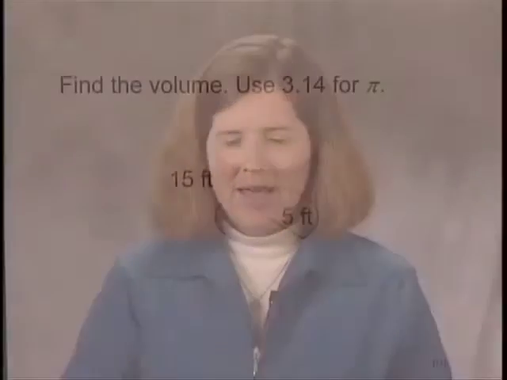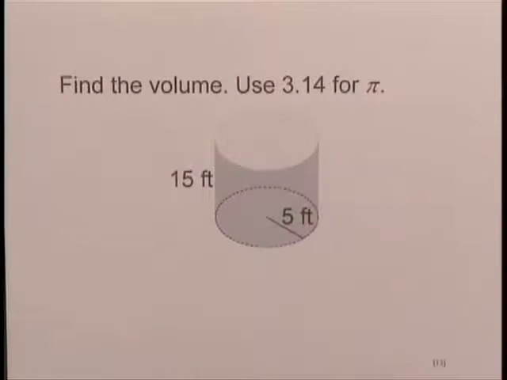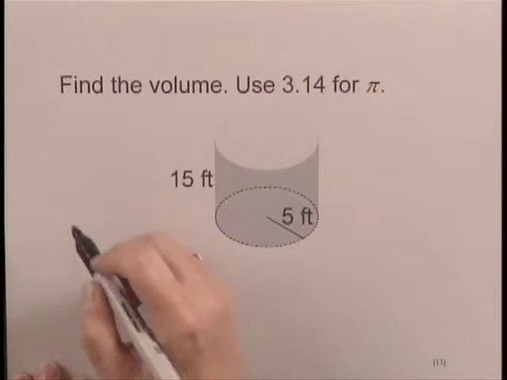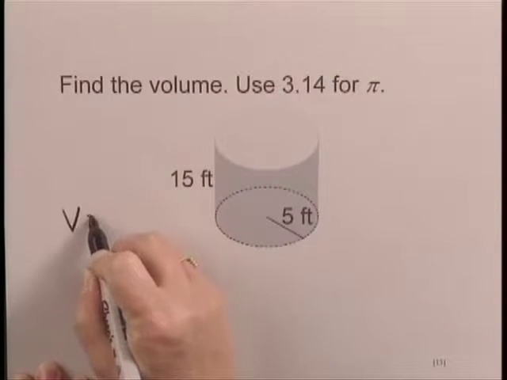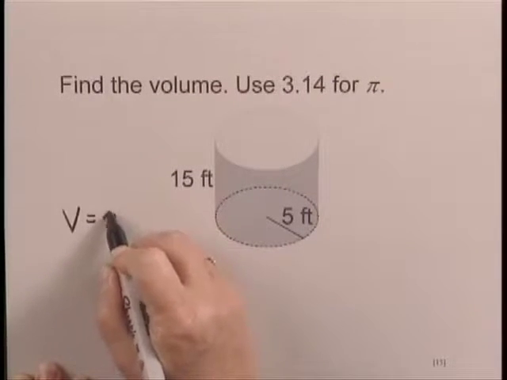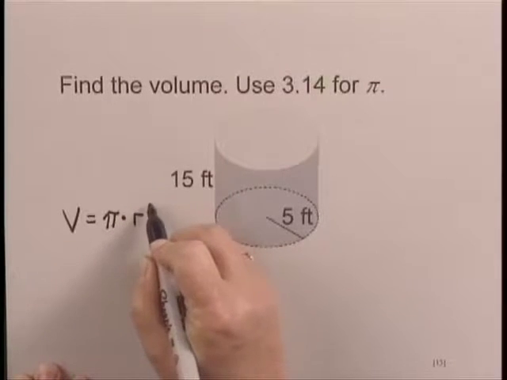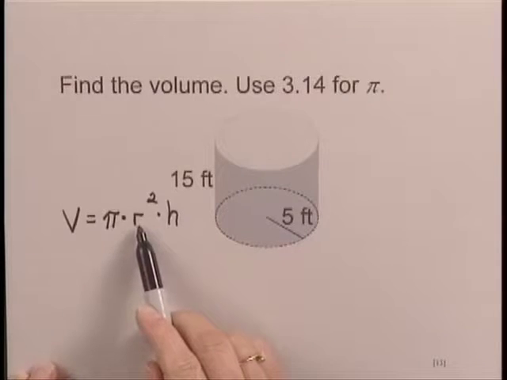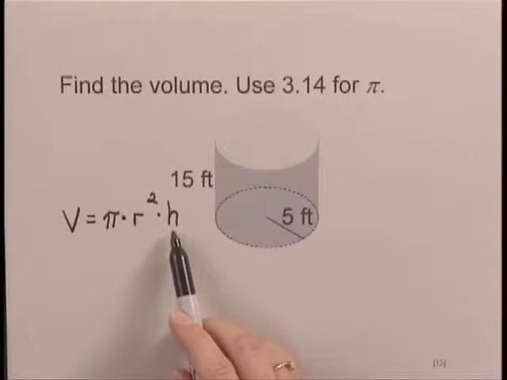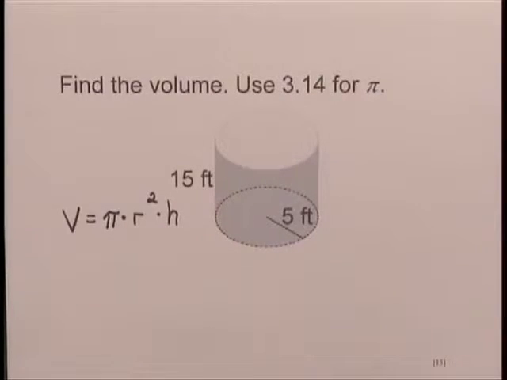For this exercise, we'll find the volume of a figure, and we'll use 3.14 as an estimate for pi. First of all, we look and see what kind of figure we have, and this is a cylinder. So the first thing to do then is to write the formula for the volume of a cylinder, which is V equals pi times r squared times h, where r is the radius and h is the height of the cylinder.